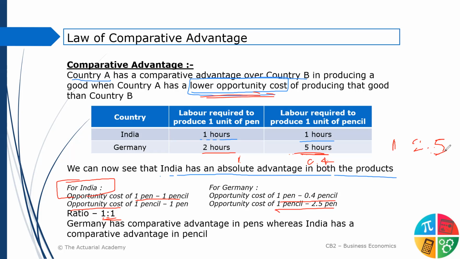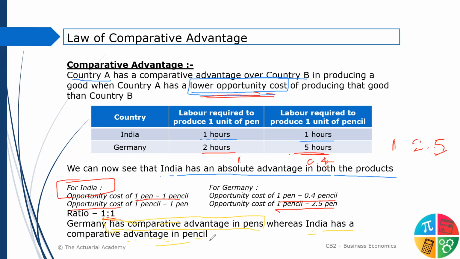So now, moving on to the final conclusion: Germany has a comparative advantage in pens. This is what we can conclude from this table. And India has a comparative advantage in pencils.